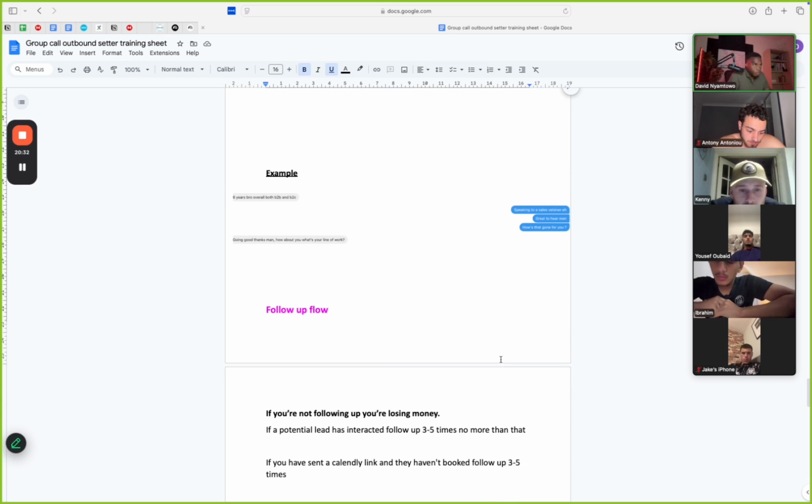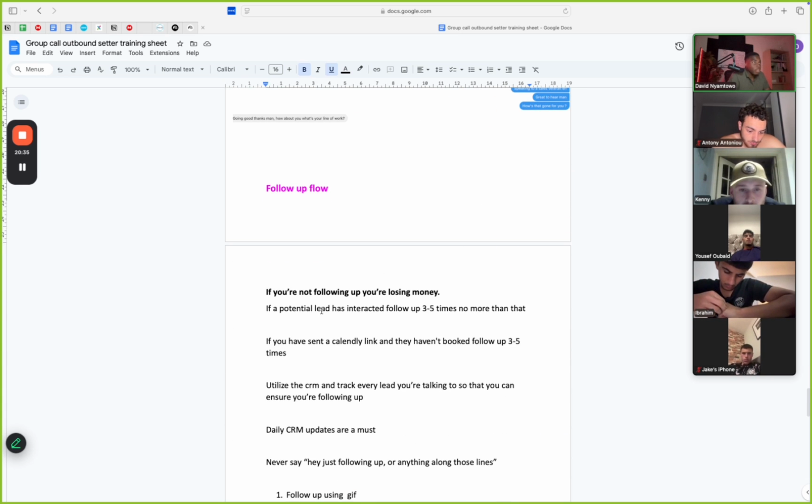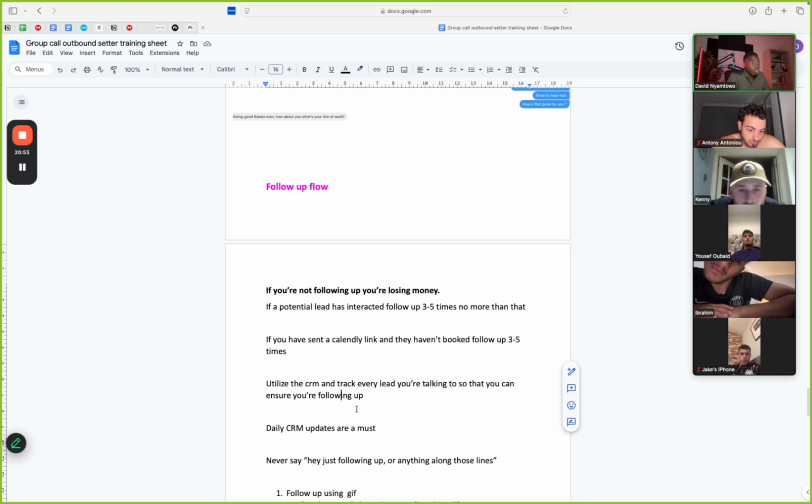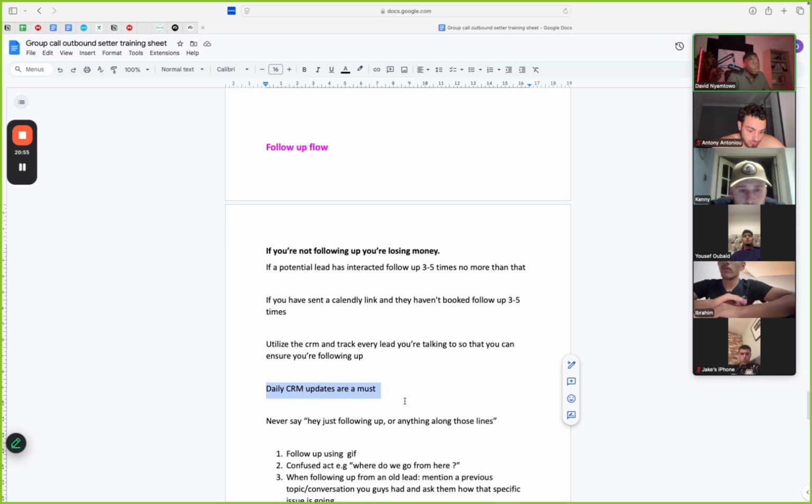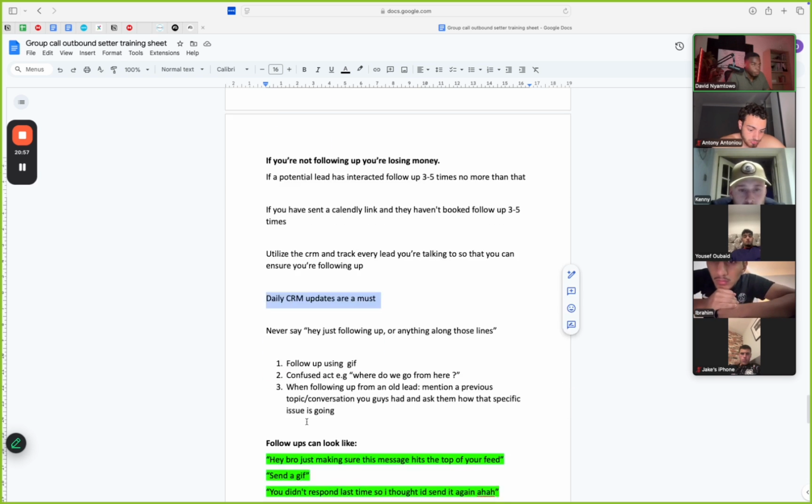Okay, and then finally, moving up to the follow-up flow. If you're not following up, you're losing money. If a potential lead has interacted with you, follow up 3 to 5 times, no more than that. If you sent a Calendly link, so say you followed up with someone, you sent the Calendly link, they said they're going to book on, you follow up another 3 to 5 times, okay? Utilize the CRM, track every lead you're talking to so that you can ensure you're following up, and updating the CRM daily is a must, okay? You boys all know this.